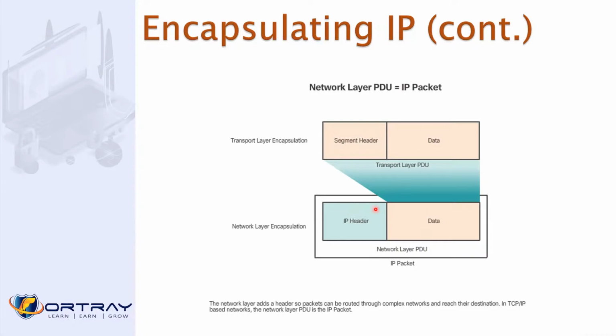You can see the data and the transport layer header have already been added. Then the network layer header encapsulates the data and adds the IP header. The network layer adds a header so the packet can be routed through the complex network and reach the destination. In a TCP/IP based network, the network layer PDU is called an IP packet. So once the information is received from the top layer at the network layer, we mostly call it an IP packet.